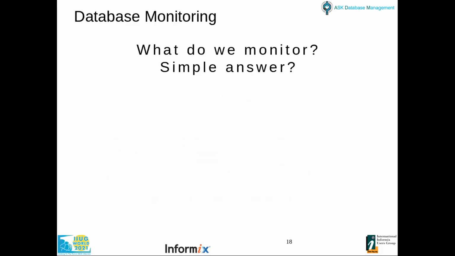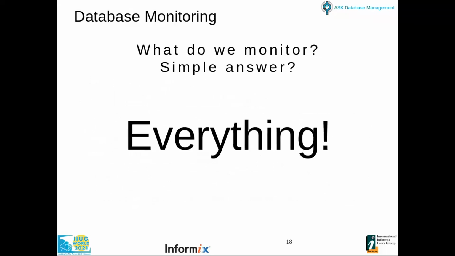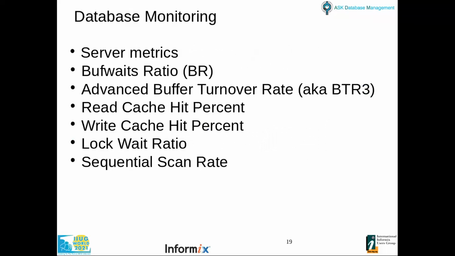Okay. So let's talk about monitoring. What do we monitor? The simple answer is we monitor everything we can get our hands on, because if you don't have the information, you can't do anything about it. So some of the things that I definitely want to collect are certain server metrics. Those include buff waits ratio, buffer turnover ratio, and now the new BTR3, which we'll talk about in more detail later. Read cache hit percent, write cache hit percent, obviously.